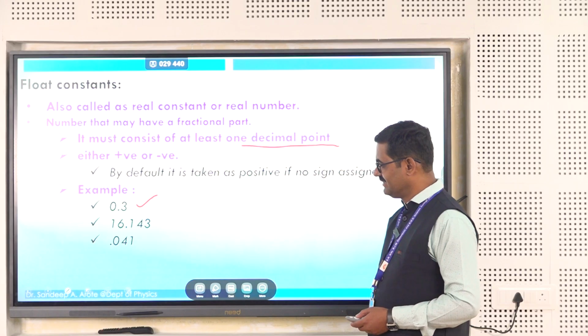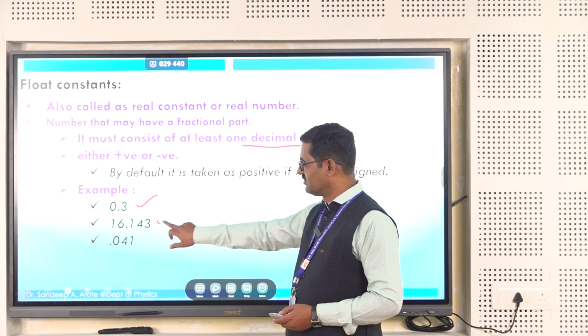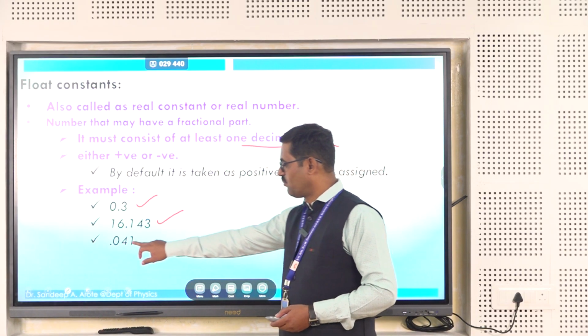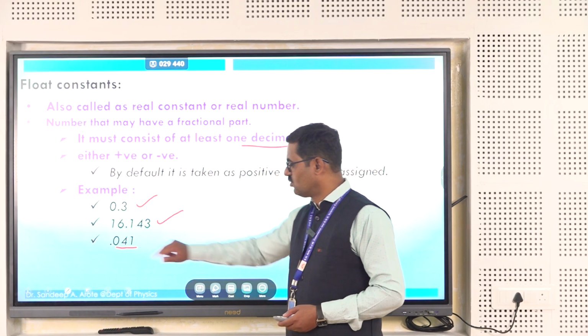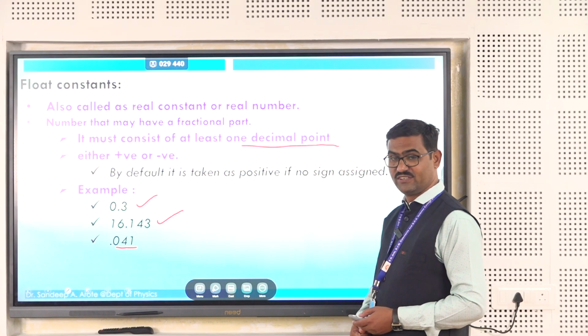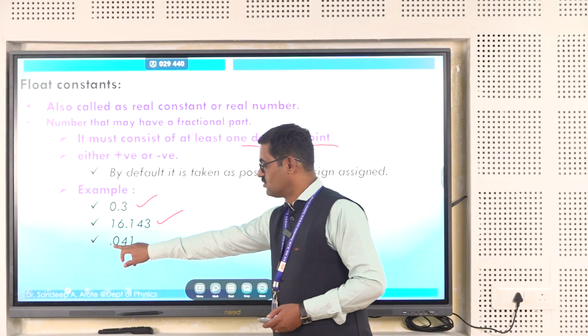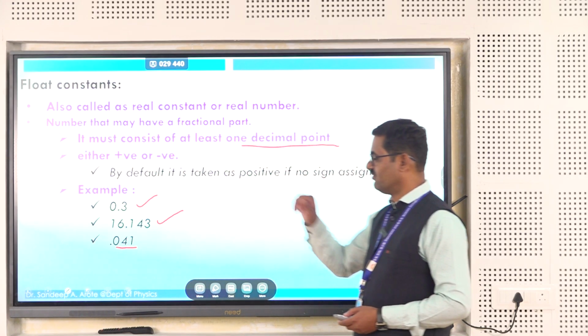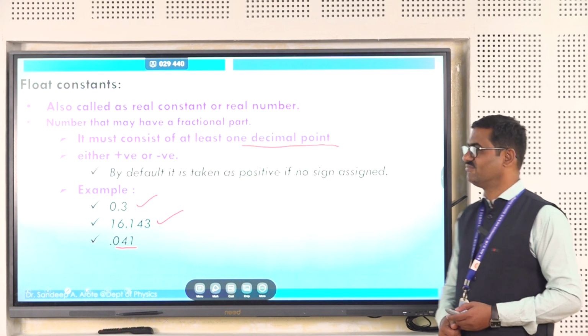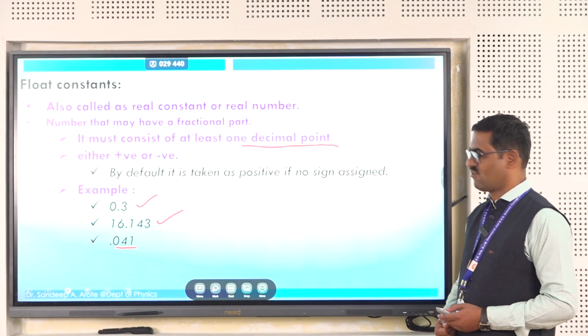0.3, this is valid. 16.143 is valid. 0.041, now 0 is not written before the decimal point, but the decimal point is there. So, .041 is also a valid example of a float constant.